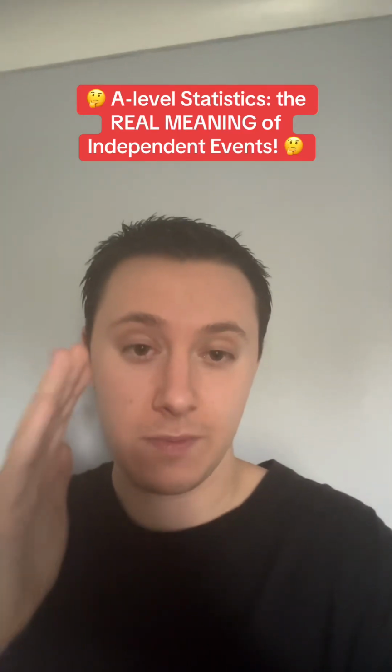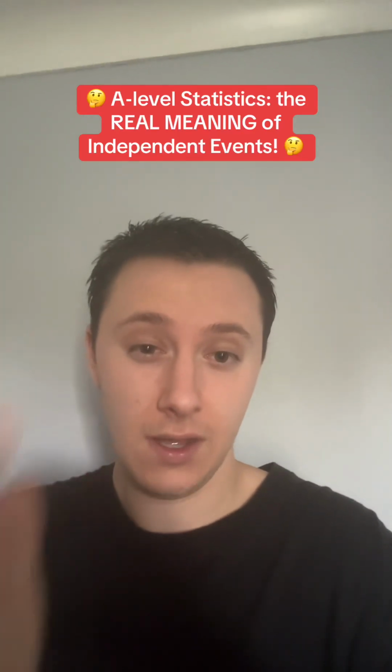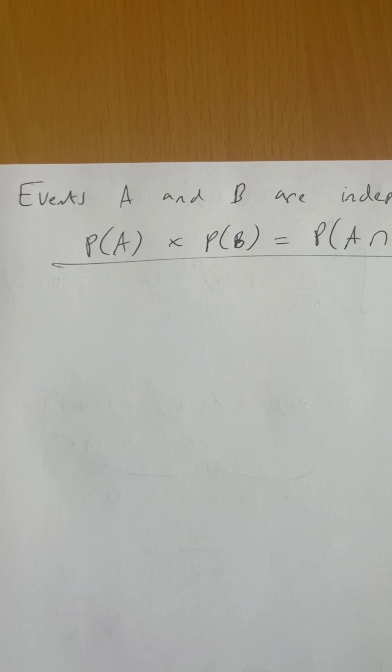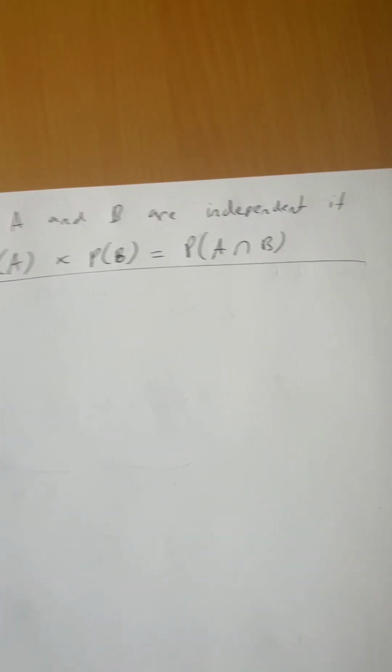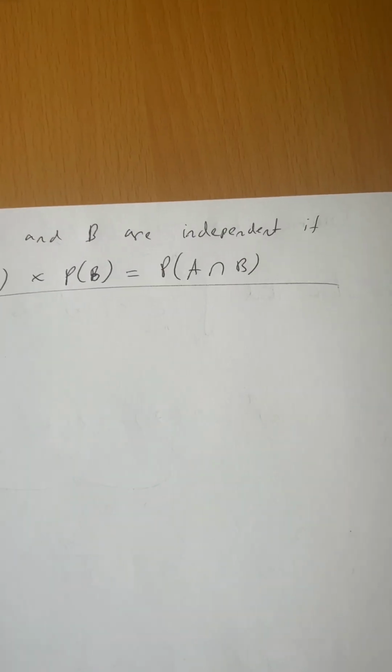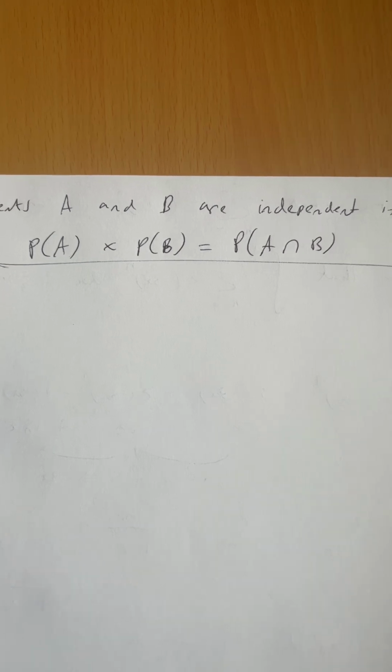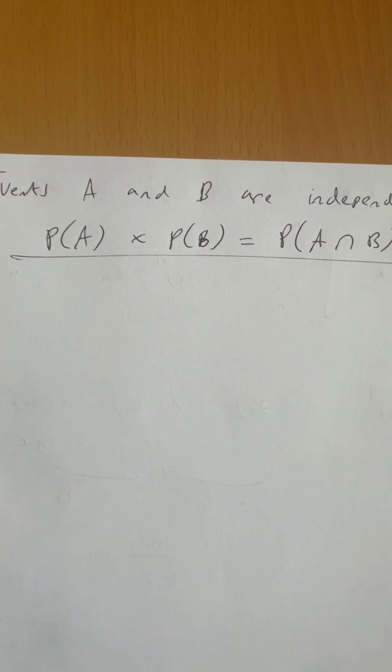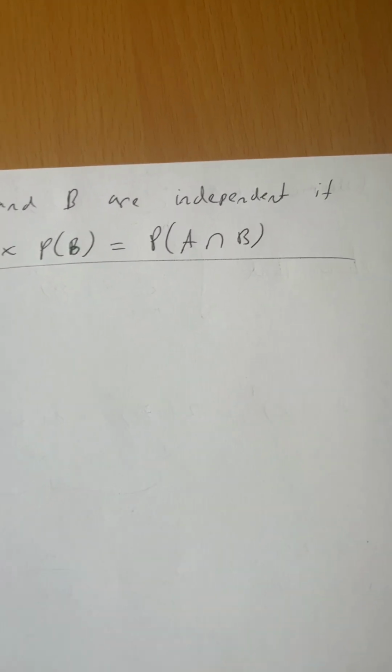Today, let's talk about some A-level stats and in particular, independent events. You may have been told about this kind of result here. If events A and B are independent, it means that when you times the probability of A with the probability of B, you get the intersection probability.